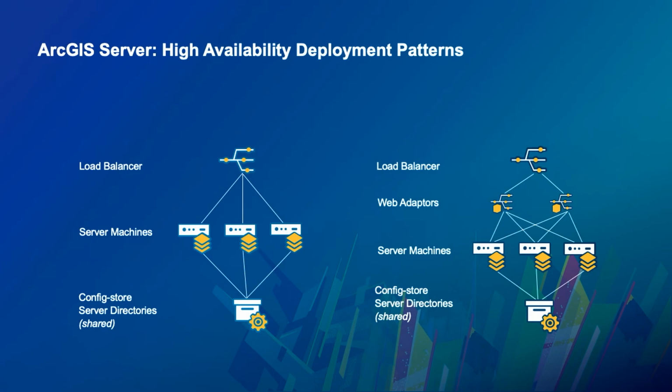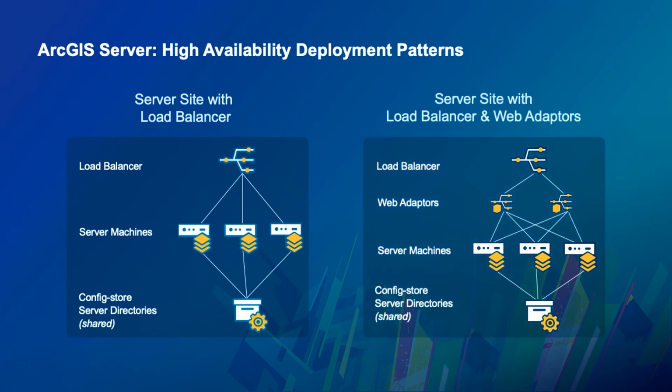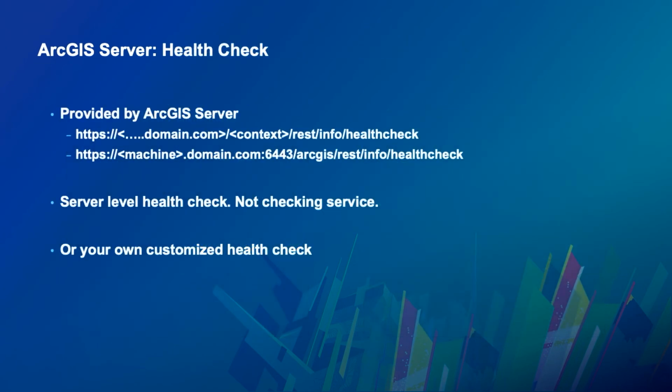And similarly, there are also two patterns, right? On the left side, just a load balancer is easier, but no web tier authentication. And on the right side is more complex, but it supports web tier authentication. Just make sure that you don't have a single web adapter. Similarly, server has a health check out-of-the-box endpoint as well. It, again, only checks if the server is ready, is healthy. It doesn't check any single services out of the box. You can create your own if you need that level of health check.